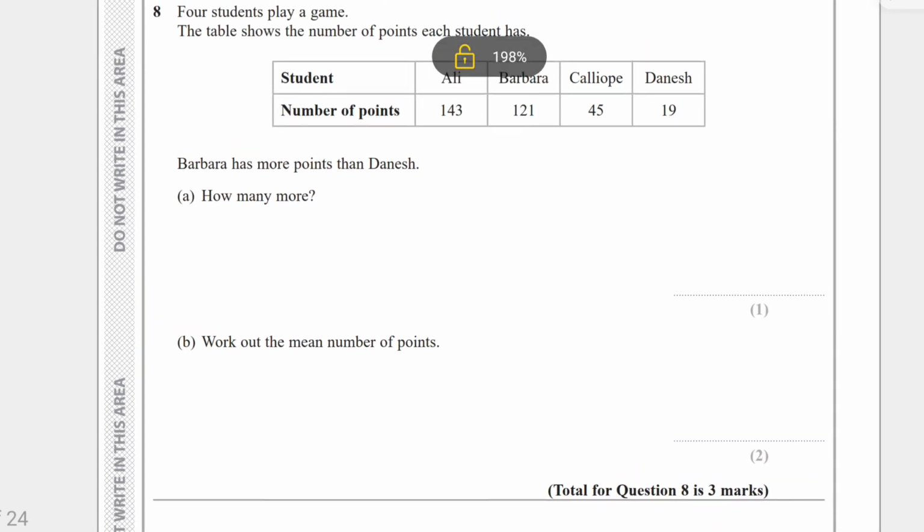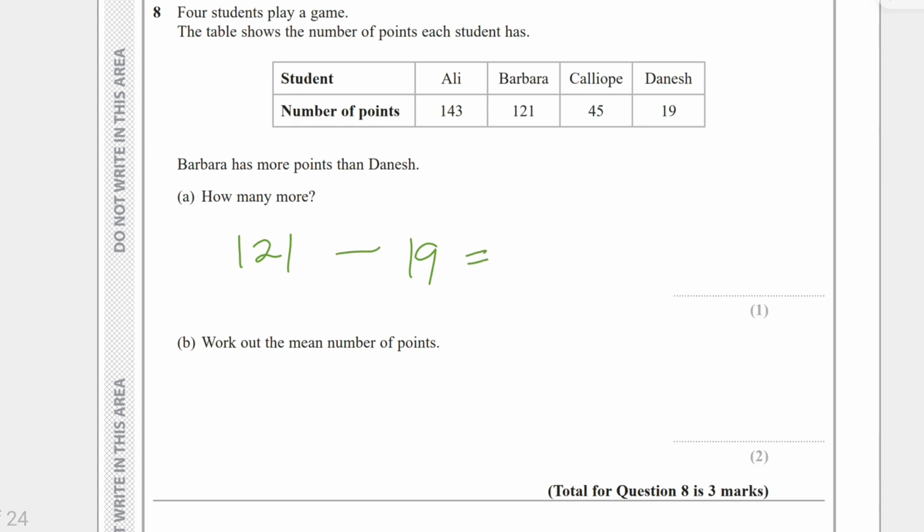Question 8. 4 students play a game. The table shows the number of points each student has. Barbara has more points than Danish. How many more? Barbara has 121 points and Danish has 19. So we have to take the difference of that, and that would be 102.